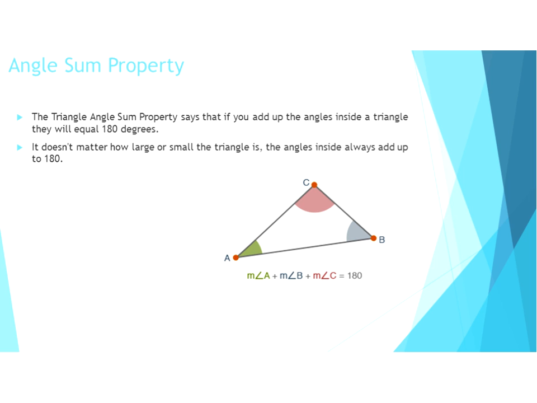The angle sum property basically states that if you add up the angles inside of a triangle, your total is going to be 180 degrees. It doesn't matter how large or small the triangle is, or what type of triangle, or what shape it is. If it is a triangle of any kind, the angles inside will always add up to 180 degrees.